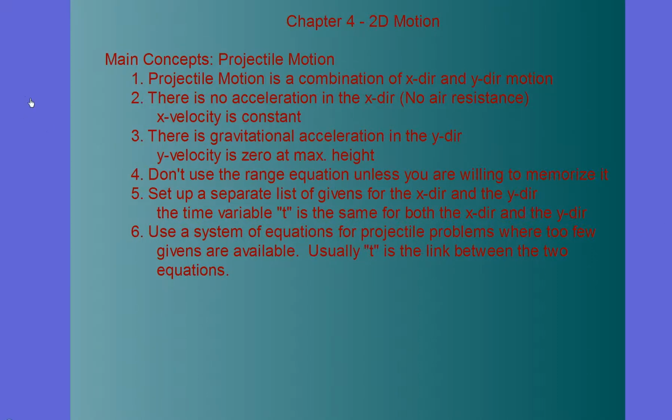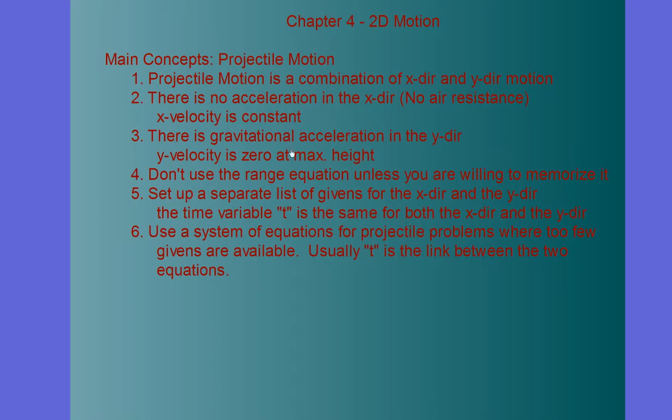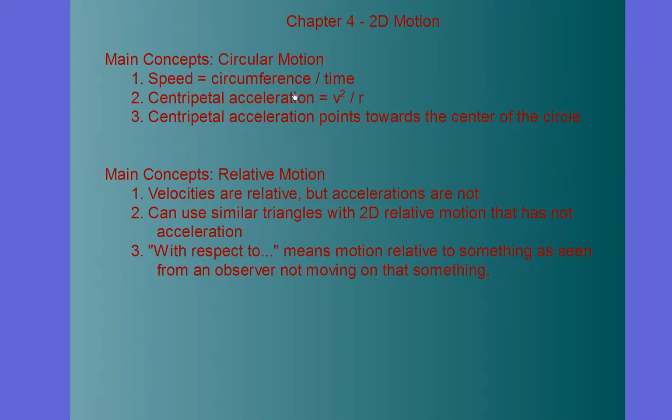Hey, this is the first video in Chapter 4, 2D Motion, and my goal is to try to do Chapter 4 in 3 videos. The first video is to introduce the main concepts for projectile motion, circular motion, and relative motion, and then also to talk a bit about a few of the projectile motion ones. In the next video, finish up projectile motion and maybe do some circular motion. And then in the third video, finish up whatever is left over. So we'll see if I can do it.